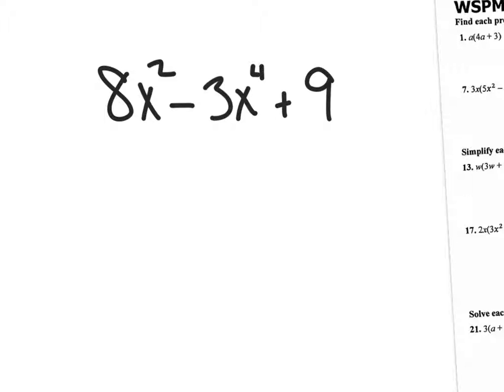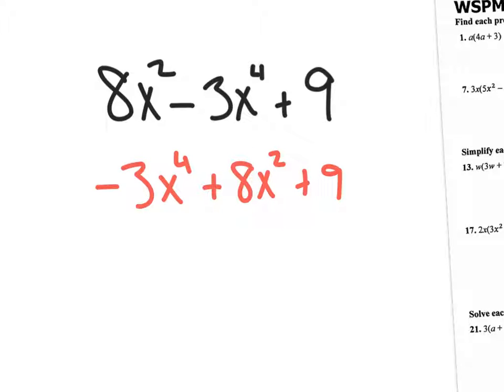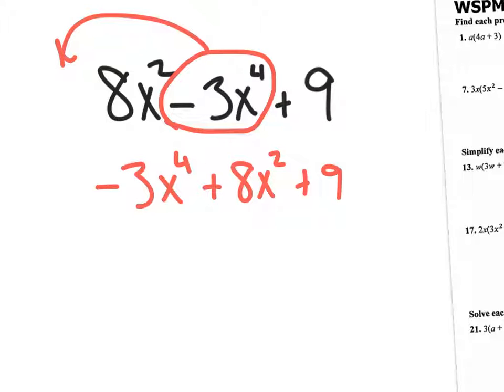So one thing I might ask you on tomorrow's quiz is to rewrite it in standard form. That'll be negative 3x to the fourth. That's your highest exponent. Then the next one's going to be a positive 8x squared, and the last one's going to be a plus 9. Notice that this minus sign in front of the 3x to the fourth is part of the 3x to the fourth. So when you move it to the front, the minus sign has to be right there.